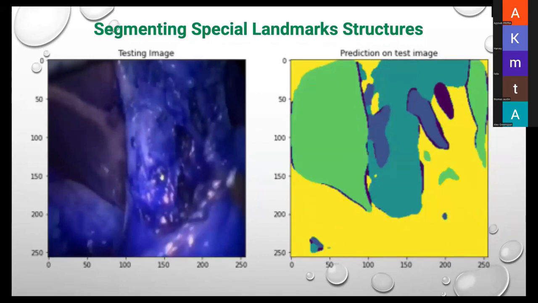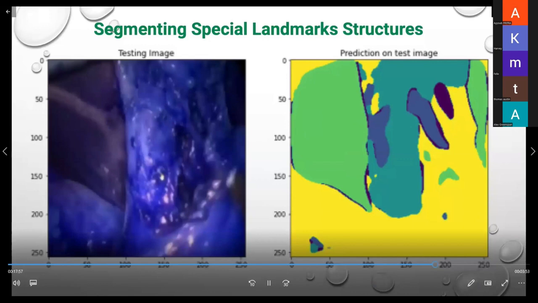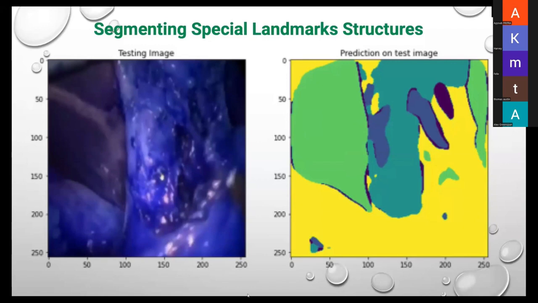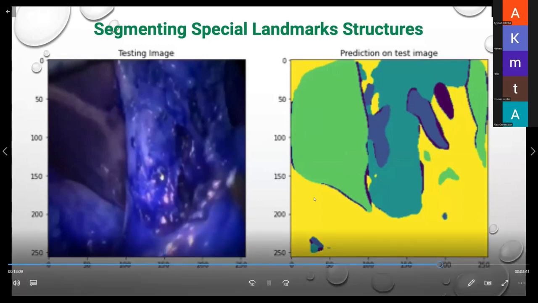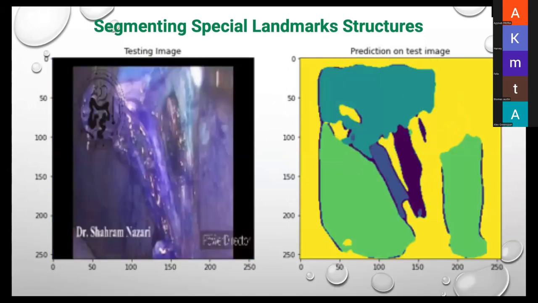Also, segmenting special landmarks where we have, for example, 2 cystic ducts and 1 cystic artery. The system can identify that we have here a unique case with more than the standard of only 1 cystic duct and 1 cystic artery, as you see here. So we have duplication here. Also, we have segmentation of other special cases, as you see here.